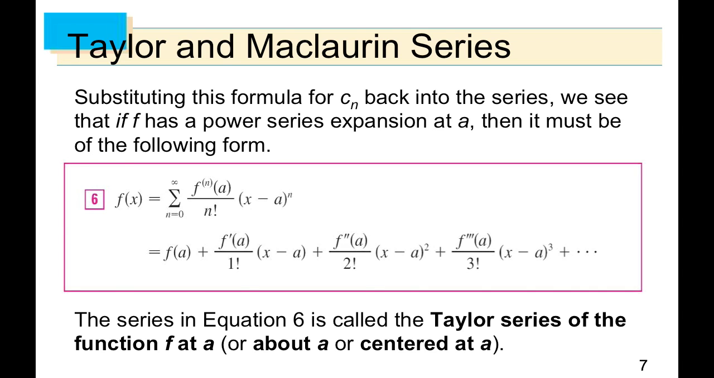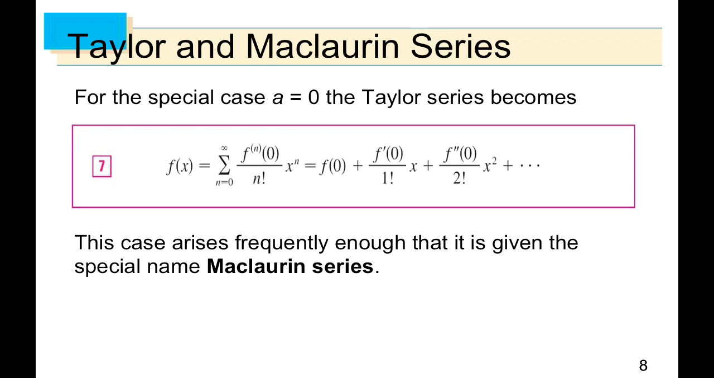Now, this becomes a simpler formula if it's centered at 0. If the center is 0, instead of x minus a, it's just x squared, x cubed. And that is a very special type of Taylor series, called a Maclaurin series. A Maclaurin series is a type of Taylor series. A Taylor series is a type of power series. You can call a Maclaurin series a power series, or a Taylor series.